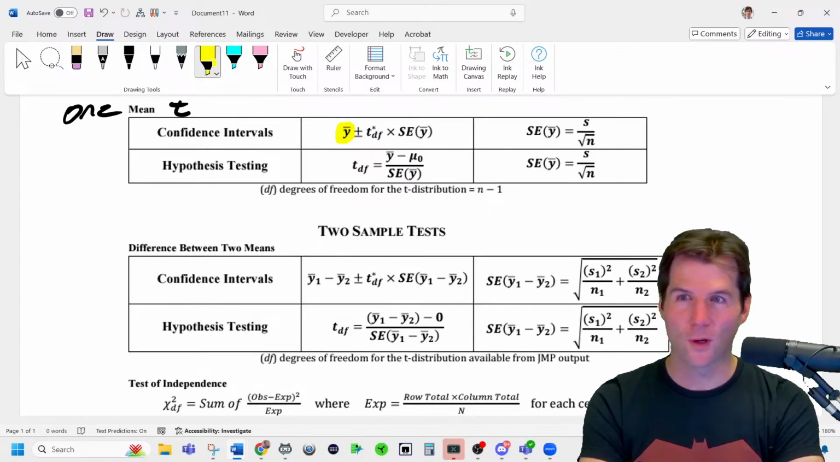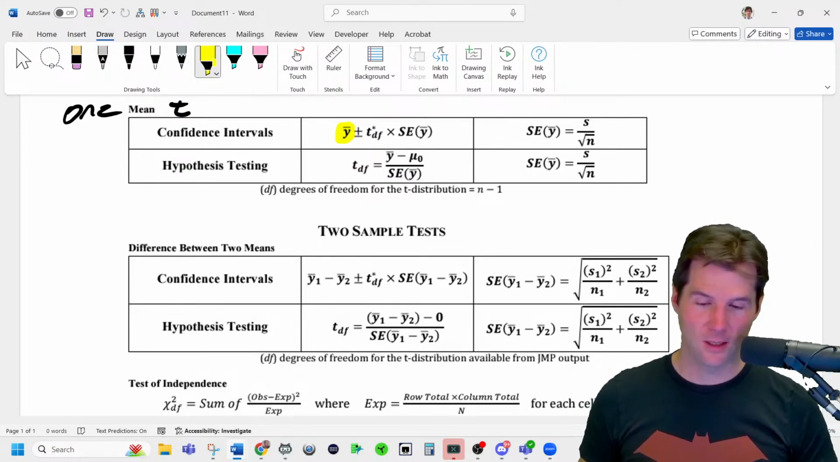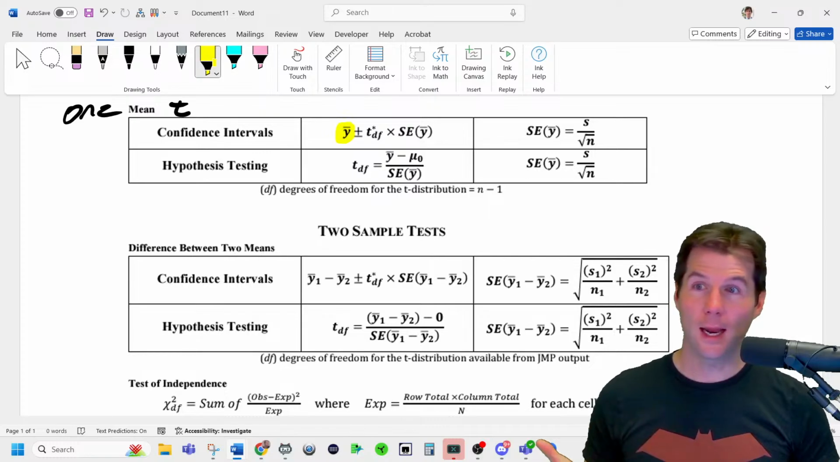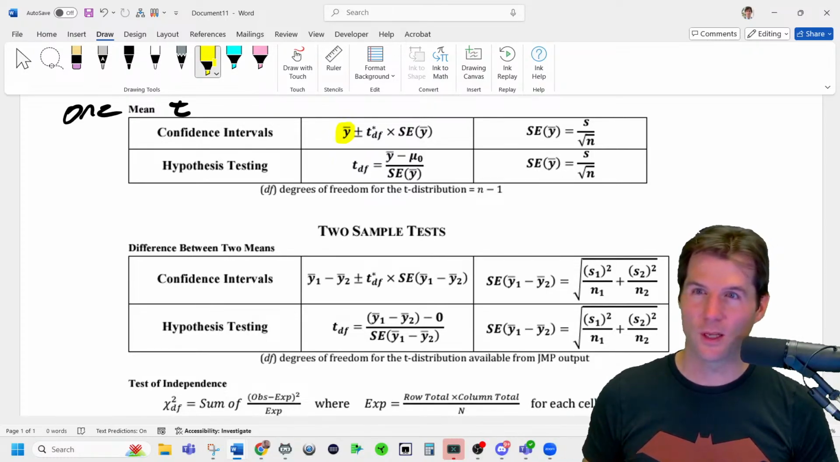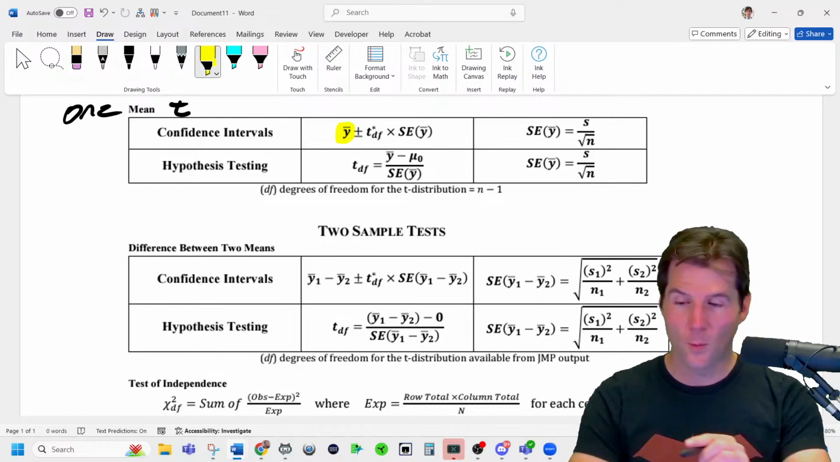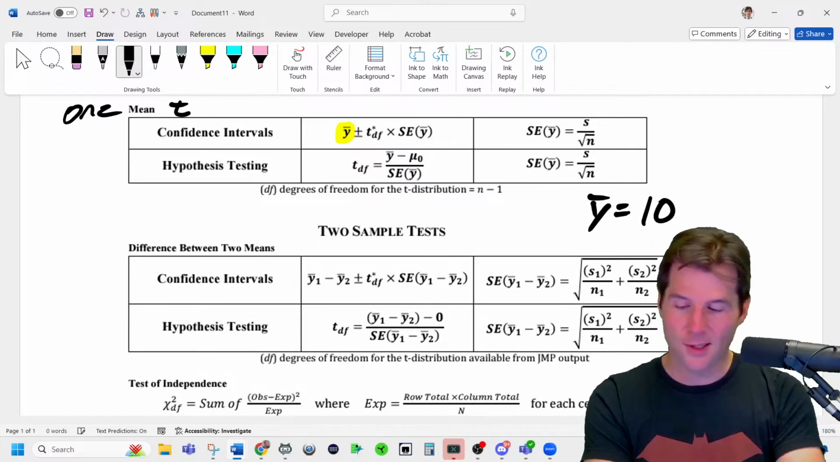We, of course, can use JMP for homework. But the sample mean of the data is going to be the average of what we saw in a sample. So Brian talked to 50 students, and they spend on average $10 a week on Chick-fil-A. That would be Y bar equals $10. Now, be very careful. This is not mu.